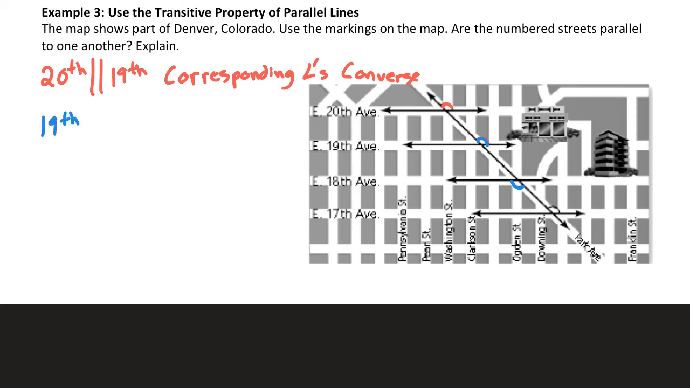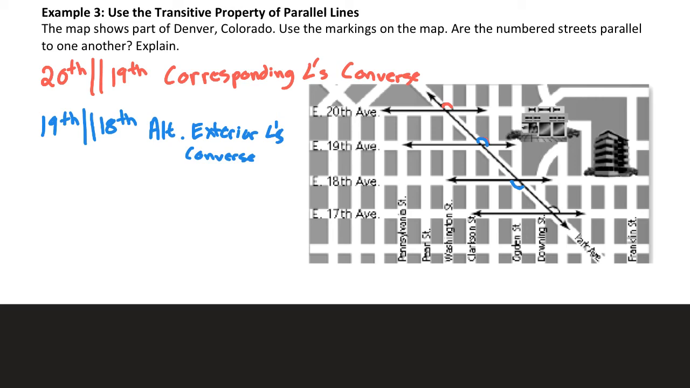19th Avenue is parallel to 18th Avenue, and that is because those angles, if we look at it, those are alternate exterior angles, and that's because of that converse of the alternate exterior angles. So those are alternate exterior angles.